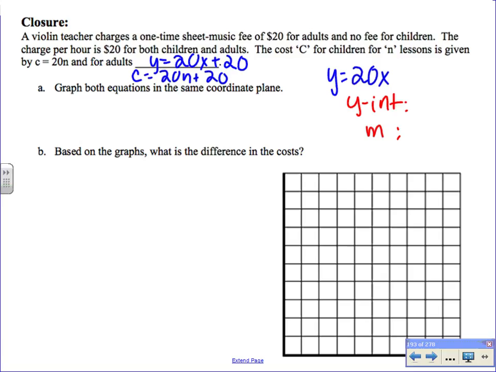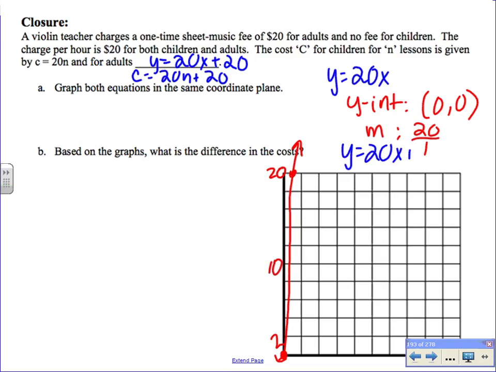Oh, you're doing the adults. I'm doing the children one first. Right, 0, 0. And my slope, or m, Kevin? 20 over 1. Right, 20 over 1. I'm going to do it by 2, so 2 plus. So I start at 0, 0, and I go up 20 over 1, which is really tight, but it's like that. My next one, y equals 20x is the adults, plus 20.